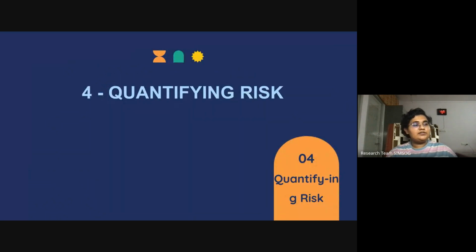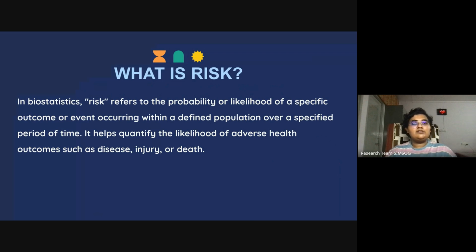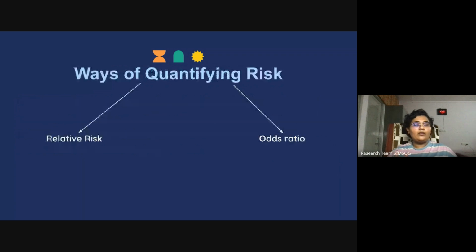Now, let us talk about quantifying risk. Right? So first of all, what is risk? Risk is just the probability or likelihood of some specific outcome or some specific event that occurs in a population in a period of time. So that helps us quantify the likelihood of some injury or some disease happening in a population. We can quantify risk broadly by two methods, with the help of relative risk and with the help of odds ratio. Usually we use relative risk in cohort studies, and usually we get odds ratio from case control studies.